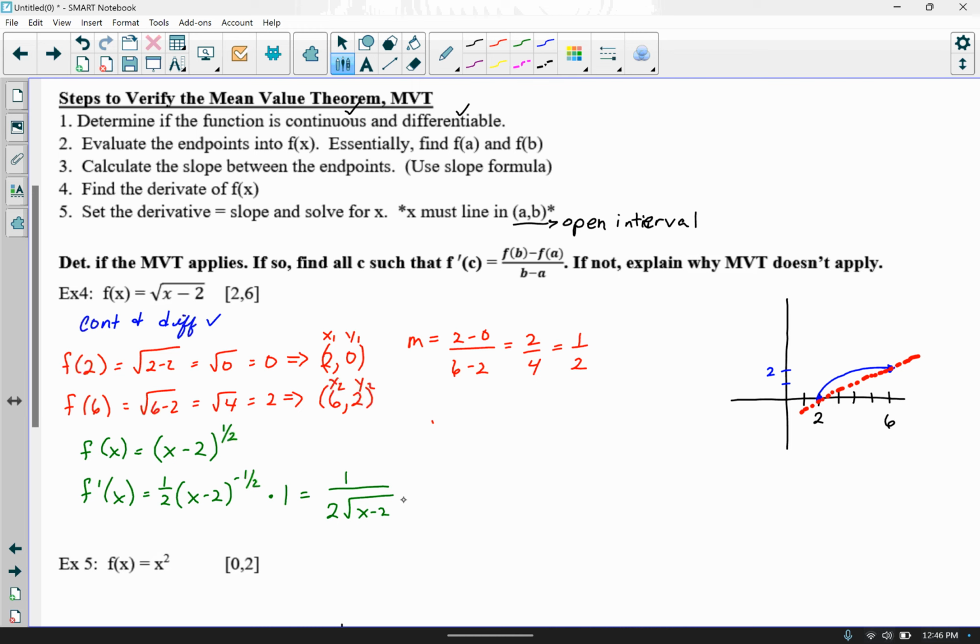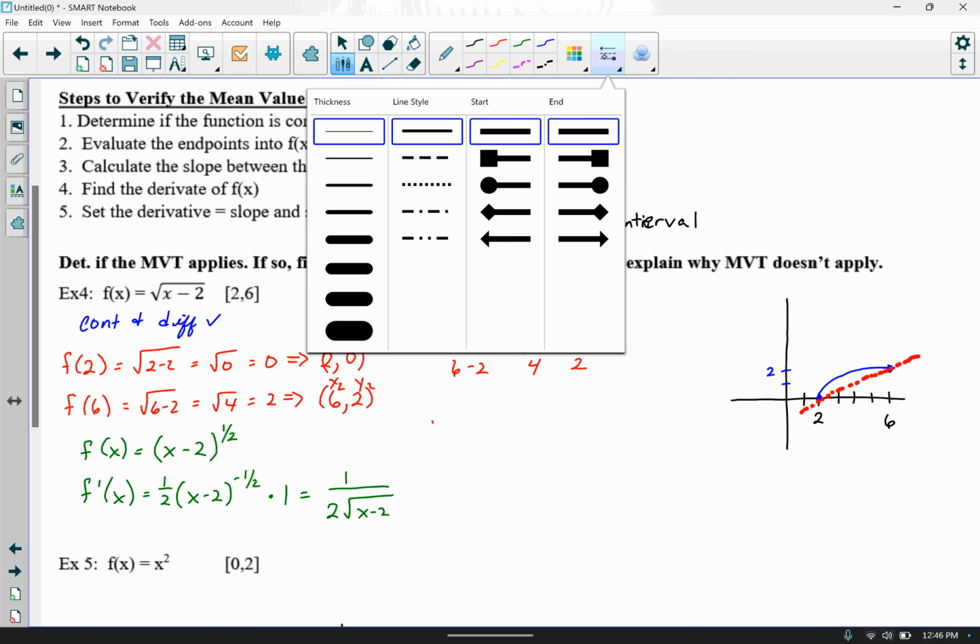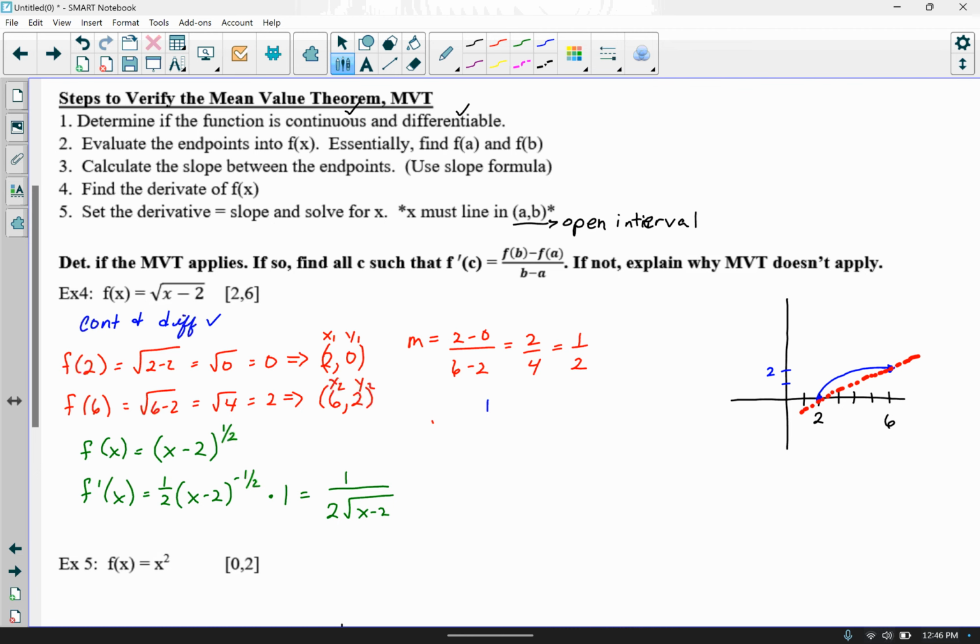All right. Last step, you're going to set that derivative equal to the slope that you found. So I'm going to set 1 over 2 square root x minus 2 equal to 1/2. Problem like this, you just cross multiply. So I'm going to say 2 times the square root x minus 2 times 1. So that's going to give me 2 square root x minus 2 equals, over here, 2 times 1.